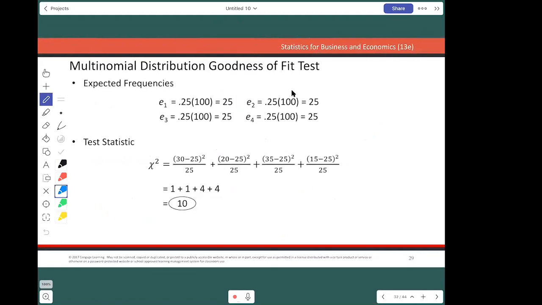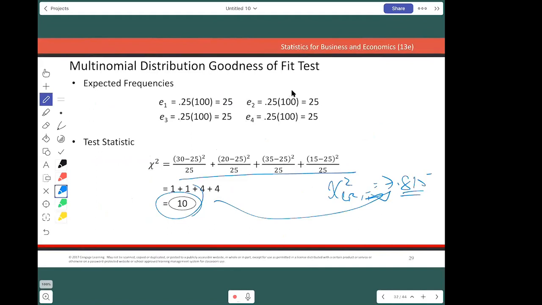So it's all done here for us. It turns out to be 10. Remember, the critical value, chi-squared critical, was 7.815. So as we can see already, 10 is larger. So it seems to be suggesting that there will be a difference. In other words, those proportions do not line up nicely with the 25% each in this case.